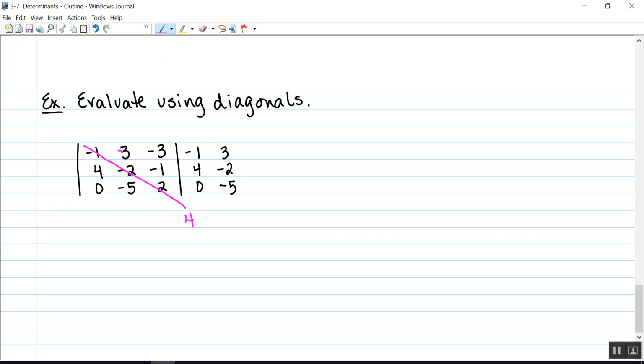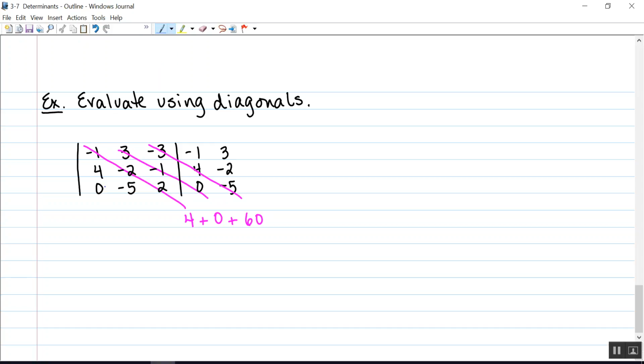Now, multiply these going this way. So 3 times -1 times 0, that's kind of nice. That gives me a 0. And then multiply these here. That's going to give me a -12 times 5 gives me 60. And those are all going to be added.